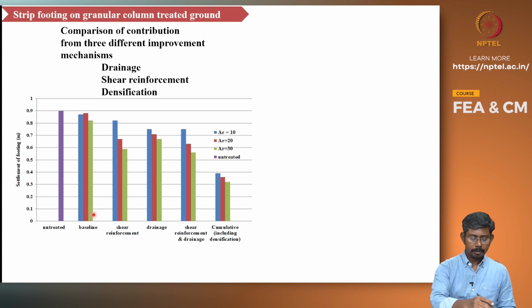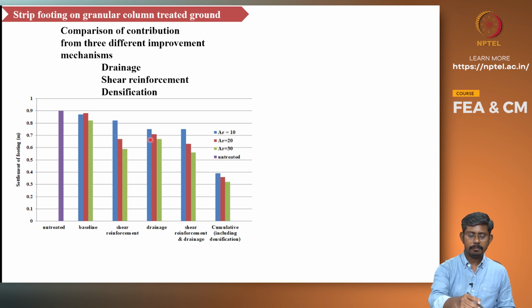It can be seen that for this baseline case there is not much difference with respect to the untreated case. This one corresponds to the SR1 case, where the granular columns are almost like dense sand. In the case of SR1, where the granular columns have a higher stiffness, the shear reinforcement effect is visible, and that too is apparent with respect to the area ratio as well. For an area ratio of 30%, it is the least one among the shear reinforcement effects.